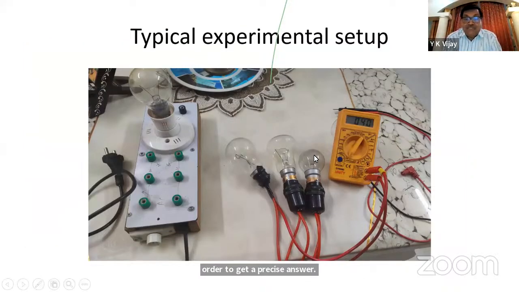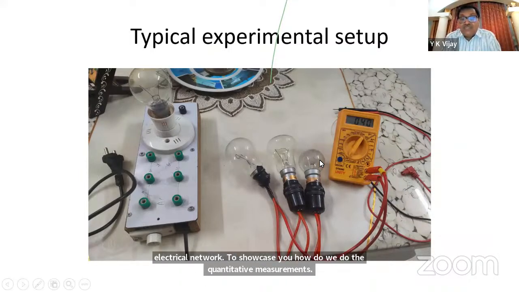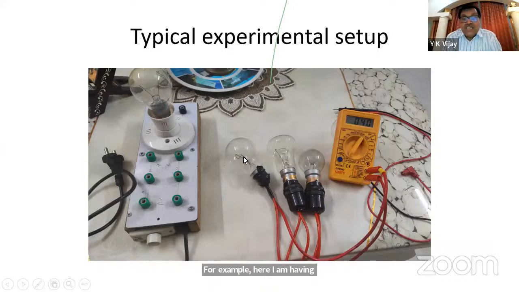I got a couple of bulbs, a multimeter and an electrical network to show you how we do the quantitative measurements. For example, here I have a smaller bulb, a bigger bulb, a still bigger bulb. The size and the wattage available in the market are different. For example, it's a 100-watt bulb, a 60-watt bulb, and a 15-watt bulb. Right now the 100-watt bulb is connected. It is showing me a resistance of around 40 ohm.